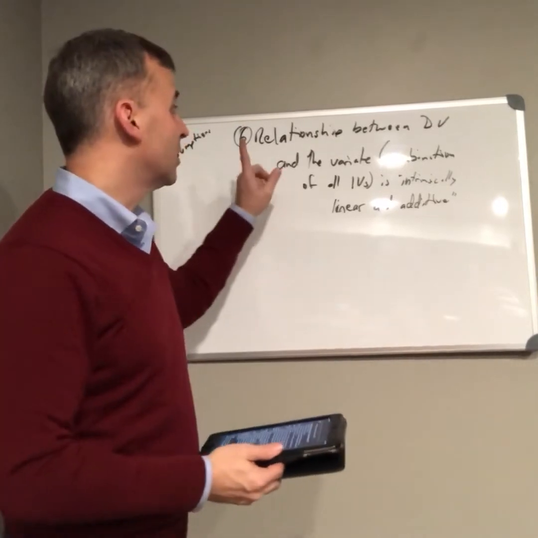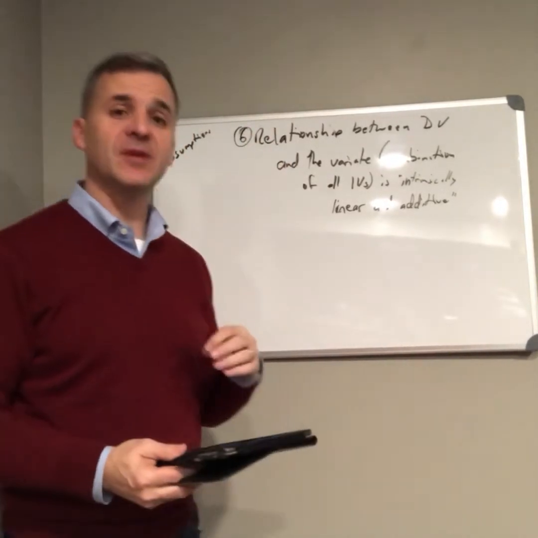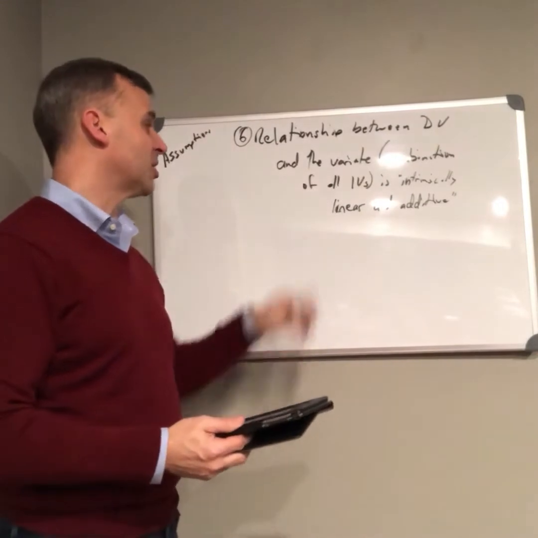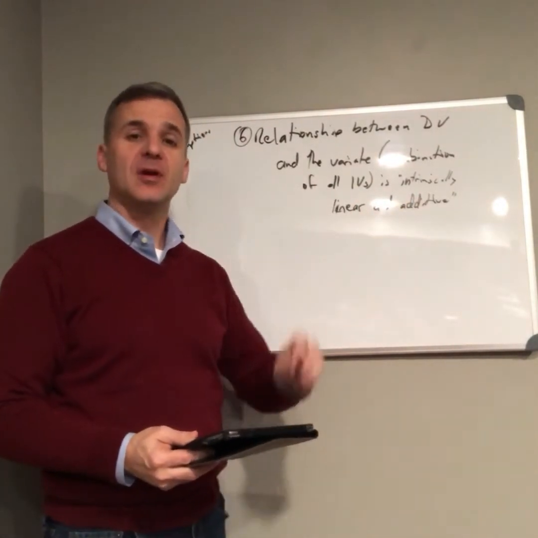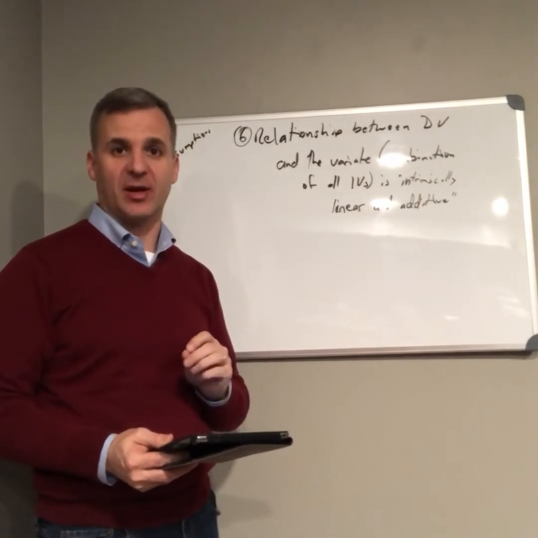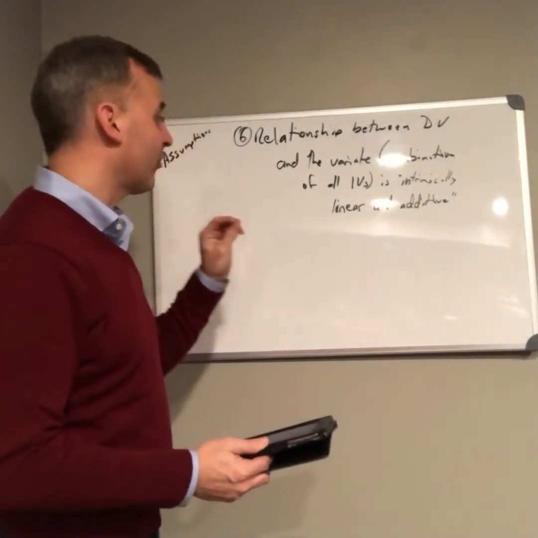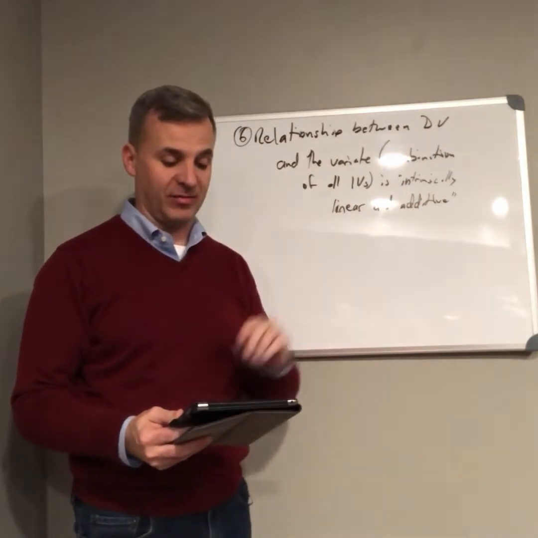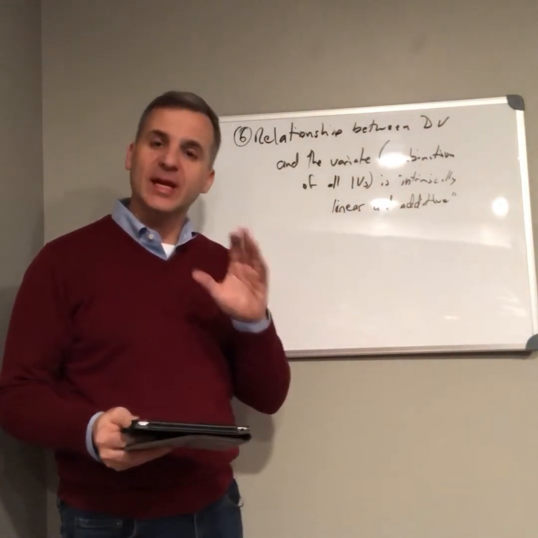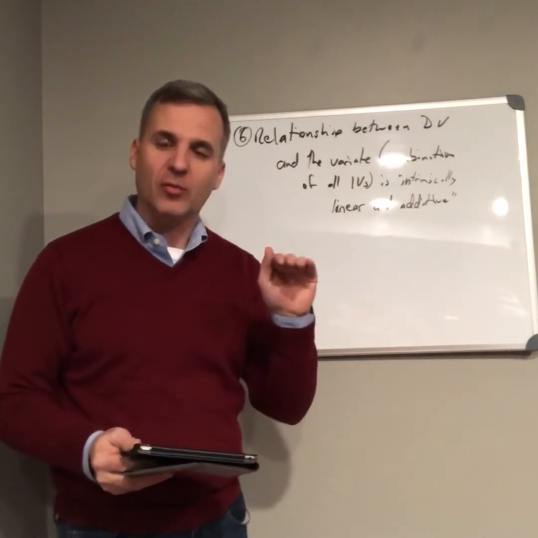Our next assumption: the relationship between the DV and the variate, or the combination of all the IVs, is intrinsically linear and additive. This gets us to our assumption of linearity. Now, I want to be careful here. The key words are intrinsically linear and additive, because it doesn't mean perfectly linear in all respects.